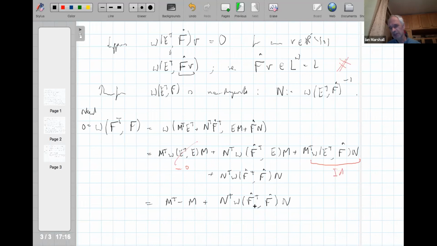Okay, so this is something that you can calculate because F hat is something given. So this thing is given, N is known, so this is given. And so M is just any solution of this. And notice that M is defined modulo possible addition of a symmetric matrix. So that's something worth noticing. So the general solution of this is M equals minus 1/2 N transposed omega F hat transpose F hat N plus S, where S transpose equals S. So this is the general solution.